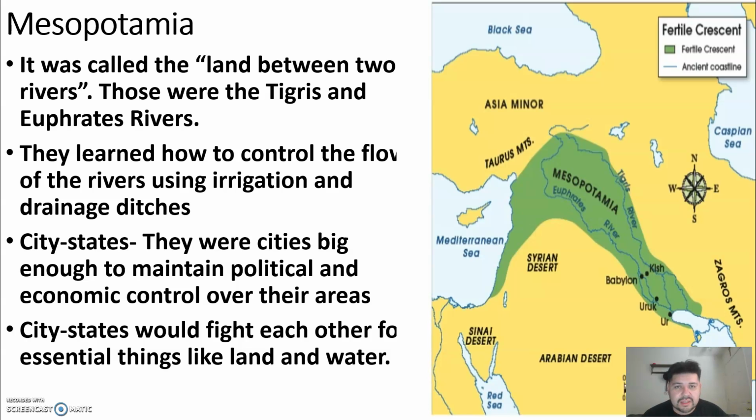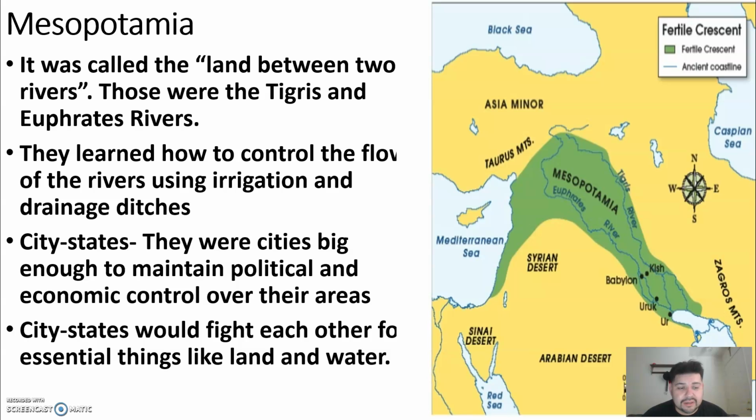City states. Now these are basically cities big enough to maintain political and economic control over their areas. All right. The problem is this: a lot of these city states, they would fight each other over essential things like water and land. Now, if you notice, I say water first because the thing is, water is key.